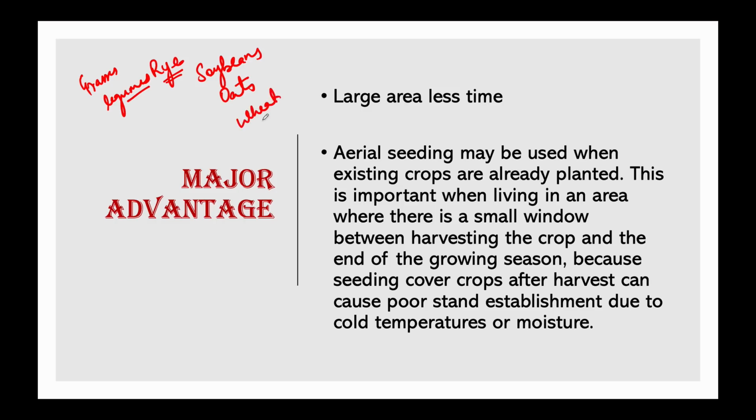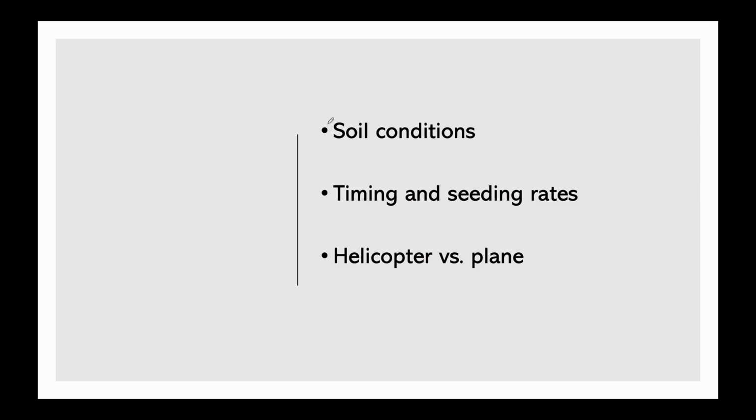Okay. Now, what is the major advantage of this? The major advantage of aerial seeding is efficient coverage of a larger area in the least amount of time. This seeding may facilitate seeding in areas that otherwise would be impossible to seed with traditional methods, such as land that is too hard to reach by a non-aircraft or ground conditions being far too wet. Aerial seeding may be used when existing crops are already planted. This is important when living in an area where there is a small window between harvesting the crop and the end of the growing season, because seeding cover crops after harvest causes very poor stand establishment due to cold temperatures or moisture.